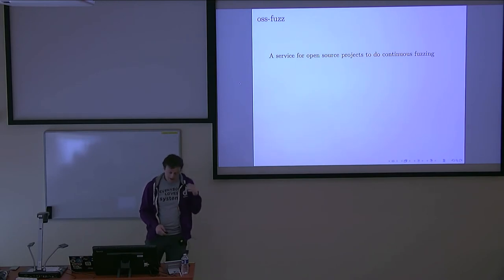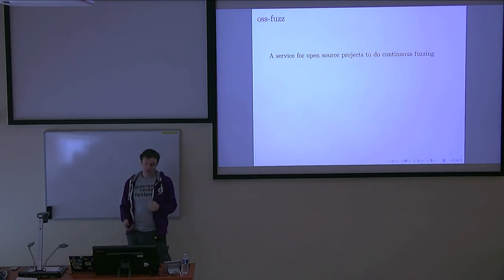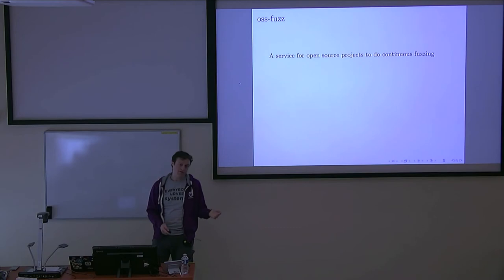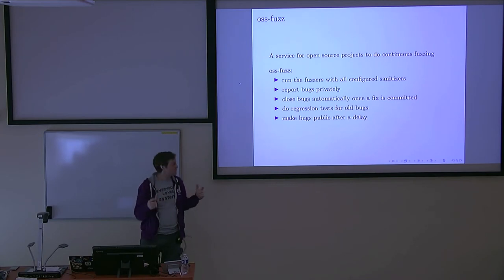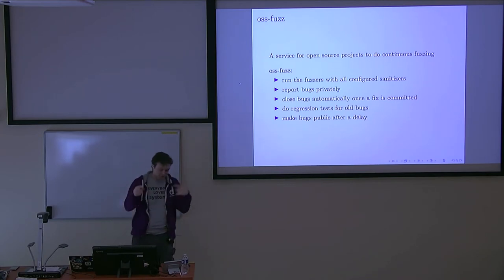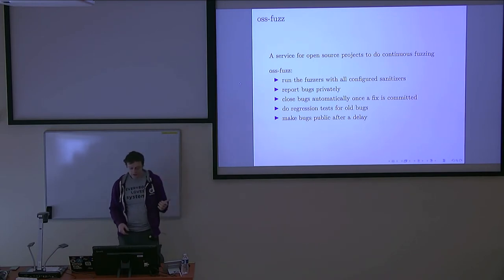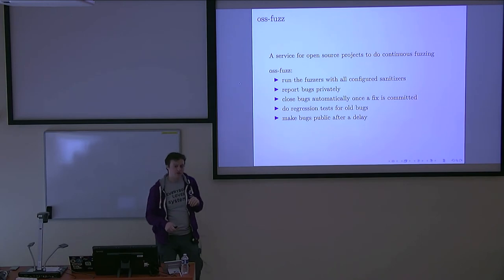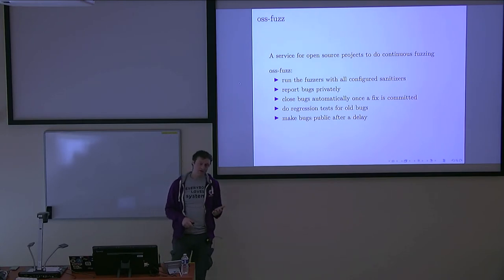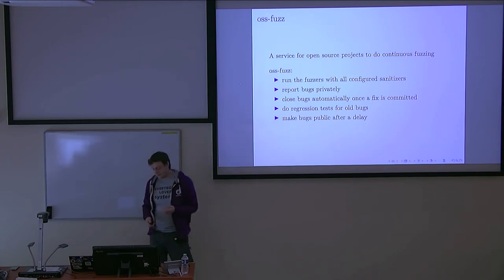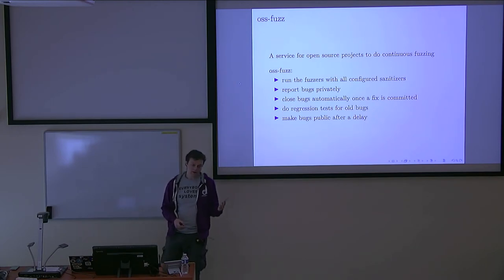So essentially, the idea is that you have an open source project, you hook it up with oss-fuzz, you provide a number of fuzzers, and they will run the fuzzers for you. So they take a number of fuzzers, a number of configured sanitizers, and they run it on a cluster. They report bugs with kind of like responsible disclosure, so they are only accessible to project members initially, and then after they are either fixed or sometime they are opened up to the public, and it kind of works automatically nicely in this way that they will clone your repo, and if a fix is pushed to the repo, they will close the bugs automatically and so on.